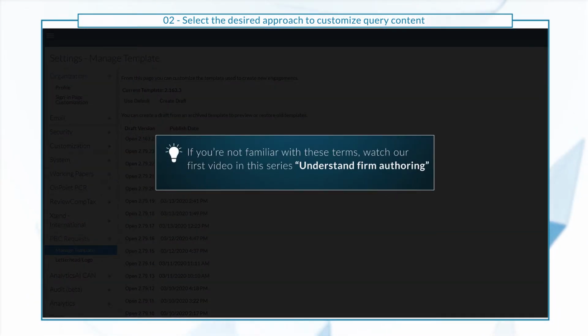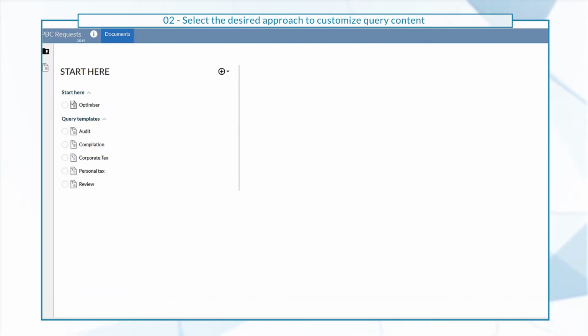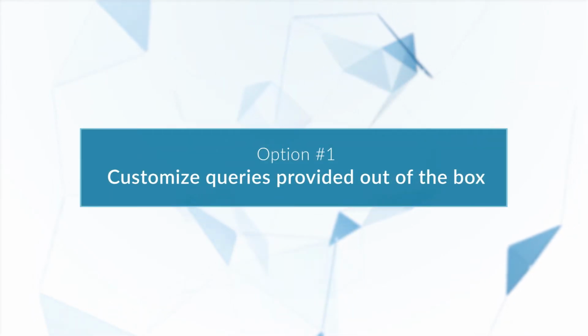If you're not familiar with these terms, watch our first video in the series, Understanding Firm Authoring. In the template, you have 3 options to create a custom query. Option 1 is to customize queries provided out of the box.